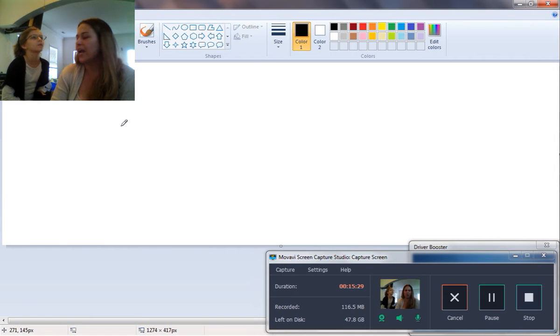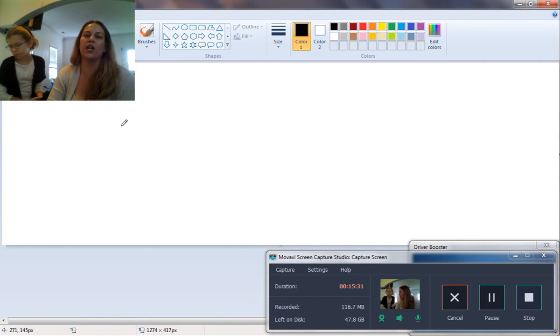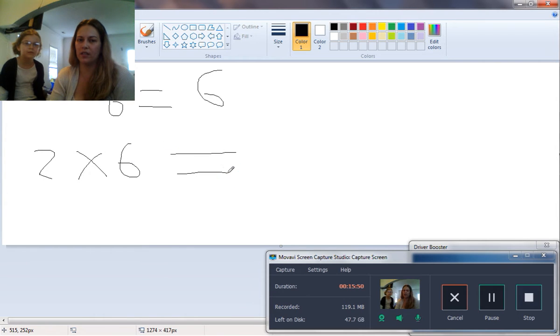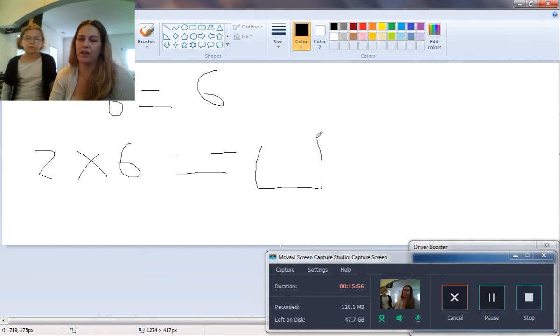Okay, so what we're gonna do is I am gonna up the size right here to our pencil, and we're gonna do another math problem. We're gonna do 6 equals 6. So 2 times 6 equals 6 plus 6. Equals, yep, a square, because that's our blank.